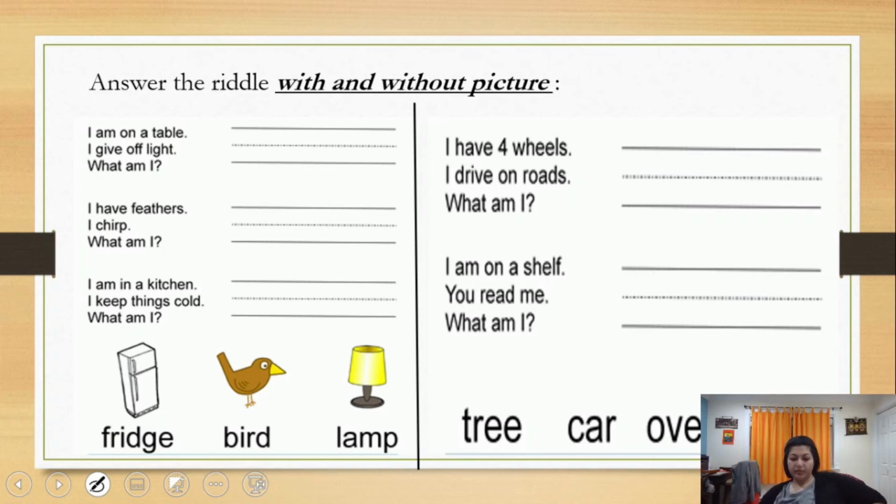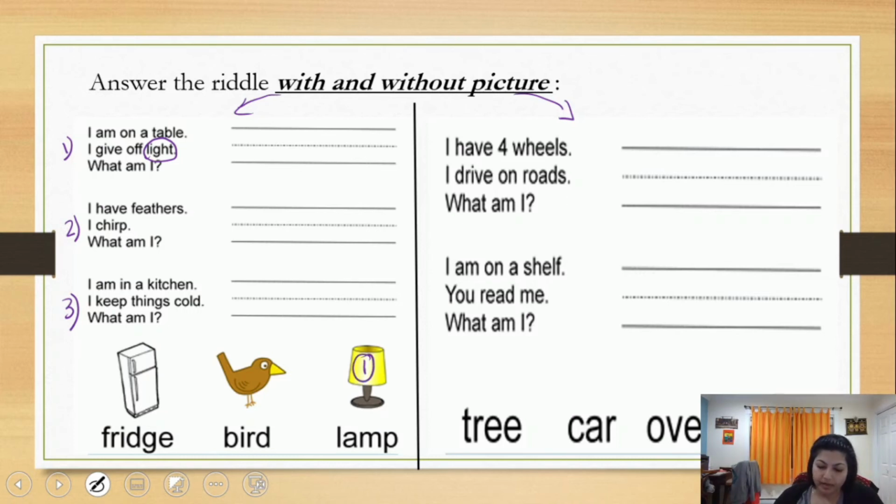Next, answer the riddle with and without picture. It's a riddle where they will give you pictures. The left side is with picture and then the right side is without picture. So over here I have a simpler way, like obviously organize your thoughts first. So what I do is I number them and then I go like this. I am on a table. I give off light. What am I? Light is your keyword. Circle the keyword and then mark this as 1.